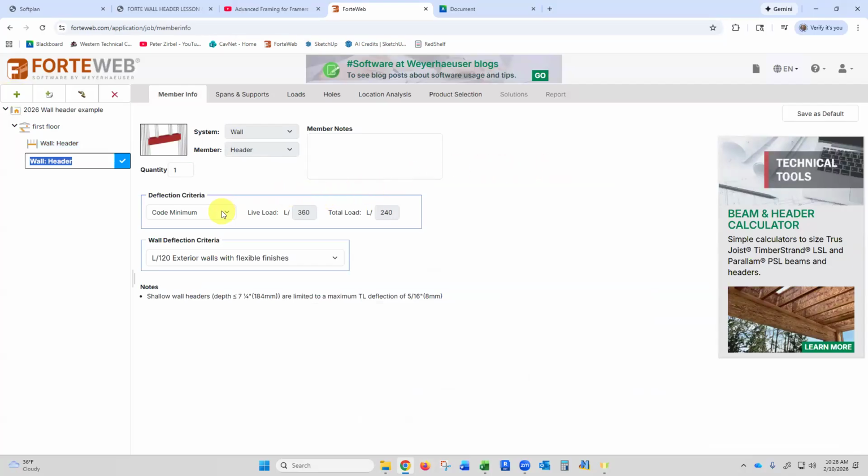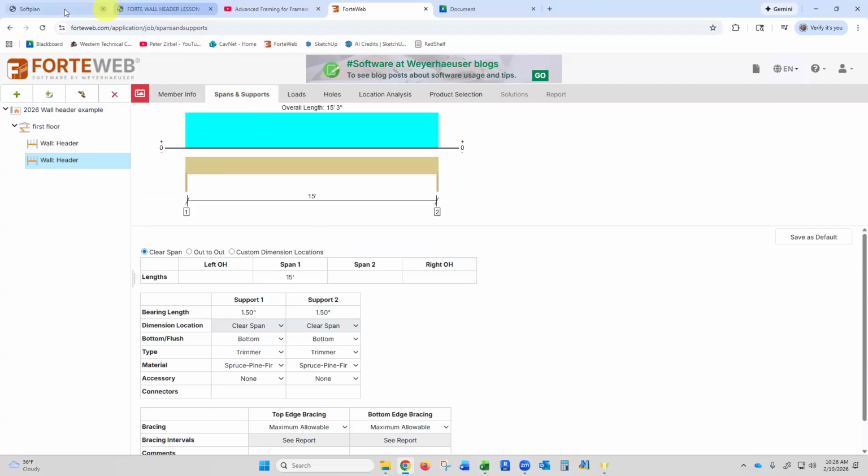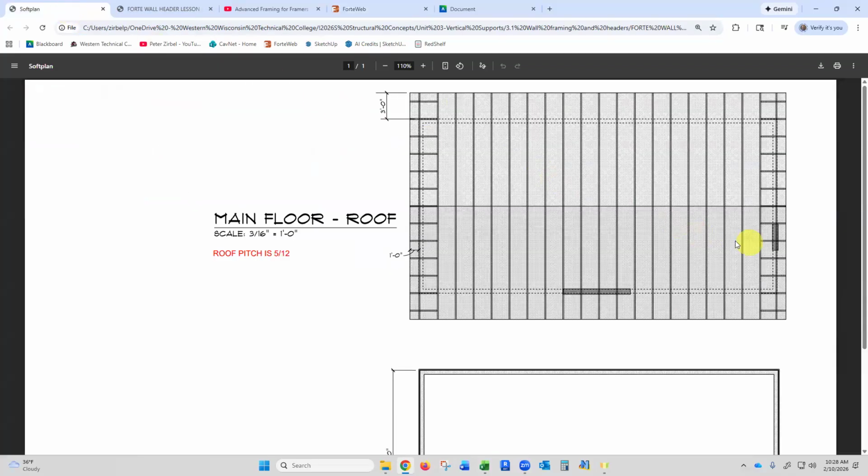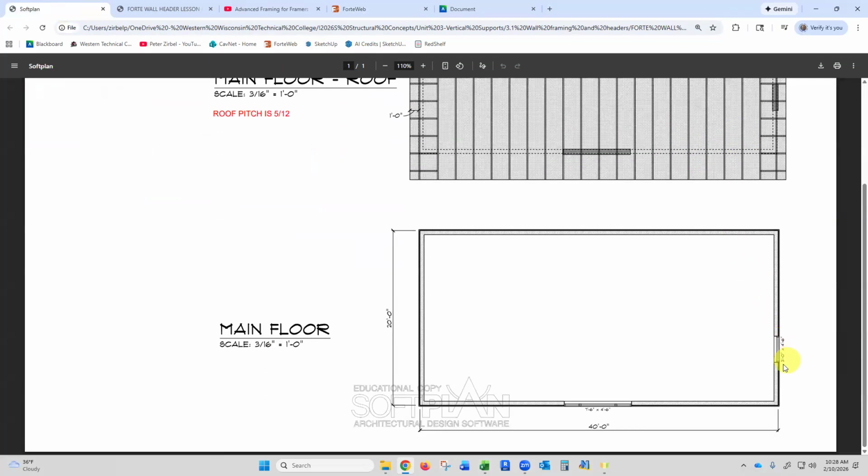We're going to keep this all the same, except we're going to type in gable end header here. Now by code, we only need the 1 shoulder stud, so we're only going to have 1.5 inches on each side. So let's go back and look at our drawing here. What's our span of our rough opening? It's 3 foot wide.